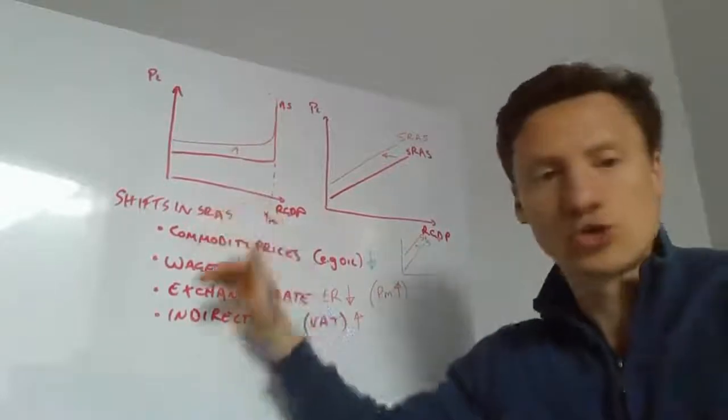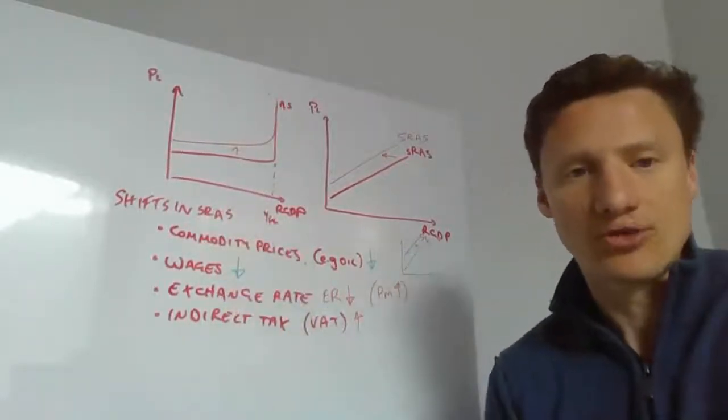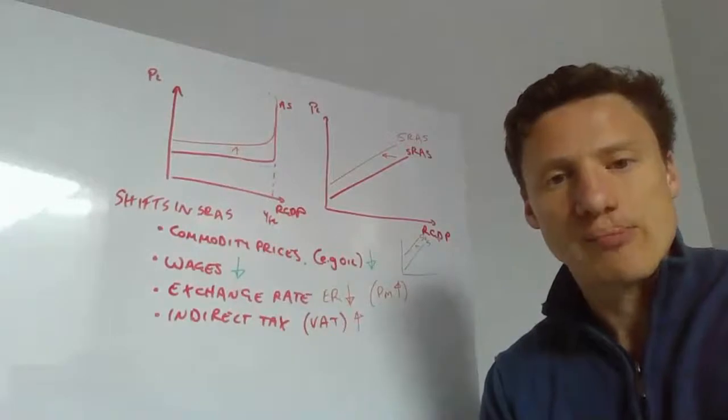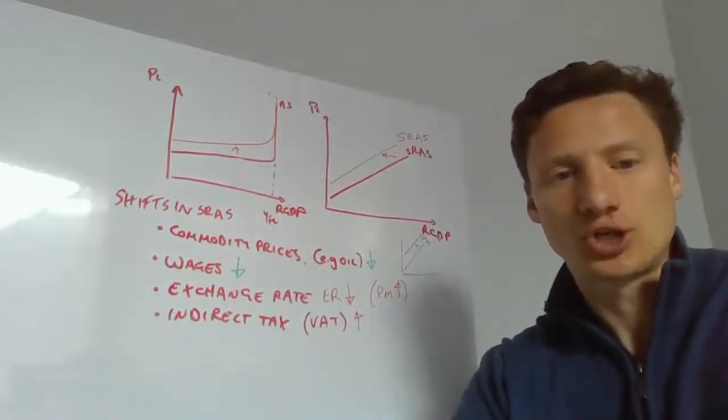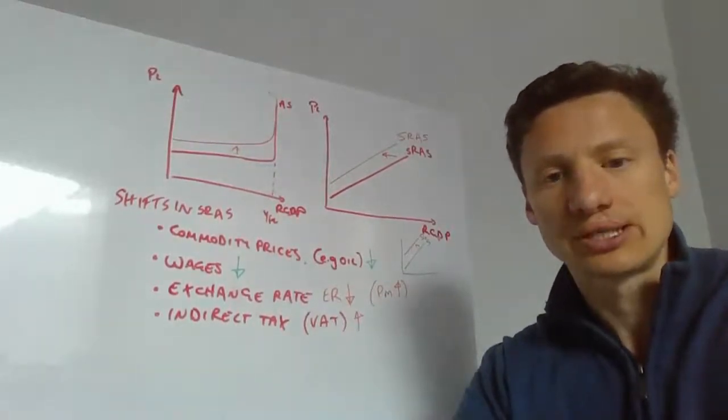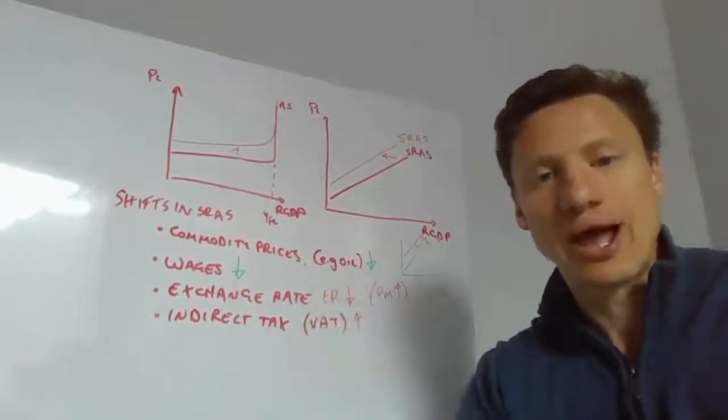I'm not saying this is an exhaustive list. I'm not saying there aren't other things. But the key thing to remember is it's a costs of production issue and not a quantity or quality issue. Save that for LRAS. Okay?